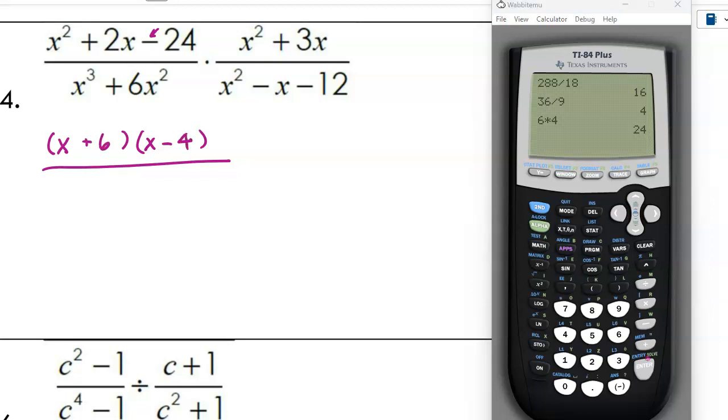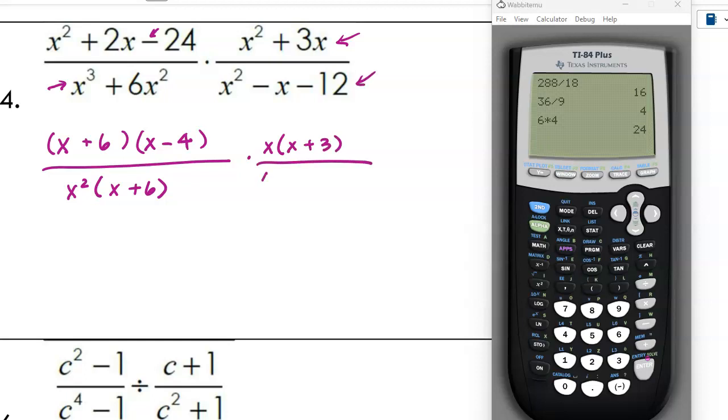Because it'll be plus 6x minus 4. So that'll be a plus 2x. The outer and the inner. In this denominator right here, I'm going to take out an x squared. So I get an x plus 6. Times this numerator right here, I can factor out an x plus 3.